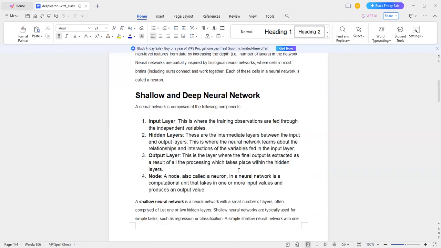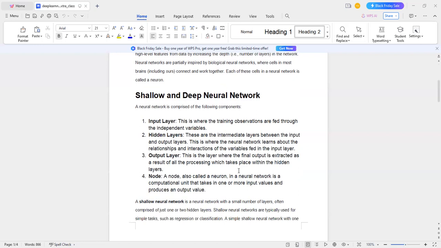We were talking about neural networks. In deep learning, the neural network consists of some layers, some components. The first one is the input layer. Now, what is the input layer? It is that layer which consists of independent variables, which is actually used for training observations.